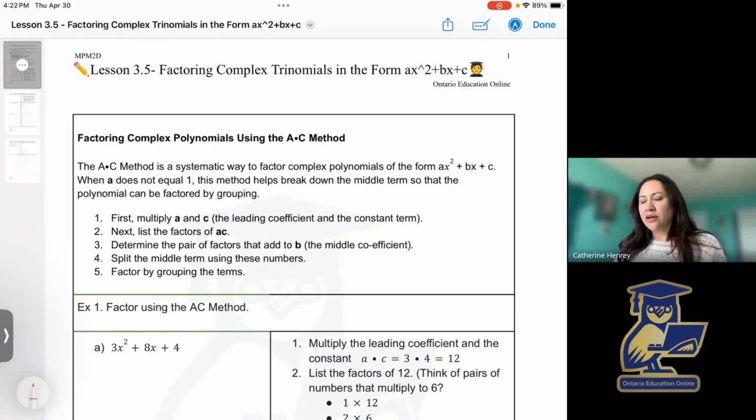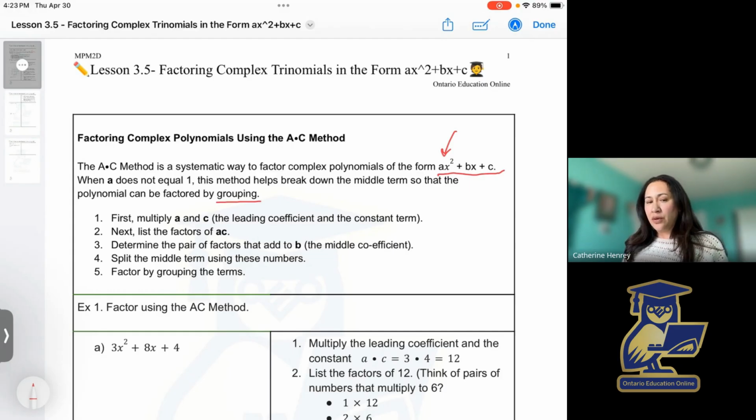Today we're going to take a look at factoring complex trinomials, and those are trinomials in the form ax² plus bx plus c. So right here, we see this is a standard form, but a complex trinomial has an a that does not equal 1. So the method in factoring these is a little more complicated, and we use something called grouping.